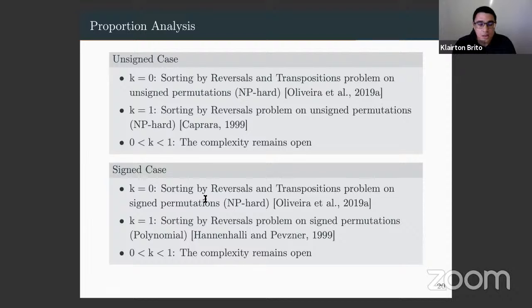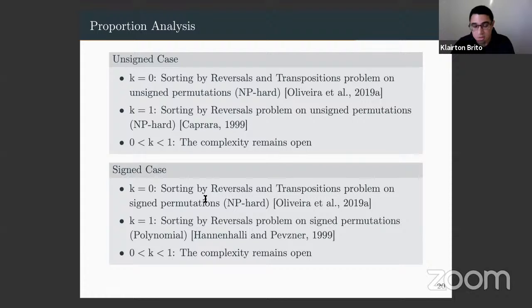Considering now the signed case, when the value of k is 0, we have the sorting by reversals and transpositions problem on signed permutations, which is an NP-hard problem. But when the value of k is 1, we have the sorting by reversals problem on signed permutations, and for this problem we have a polynomial time algorithm. And similar to the unsigned case, when the value of k is greater than 0 and less than 1, the complexity of the problem remains open.